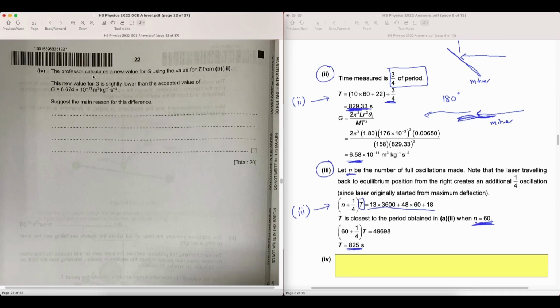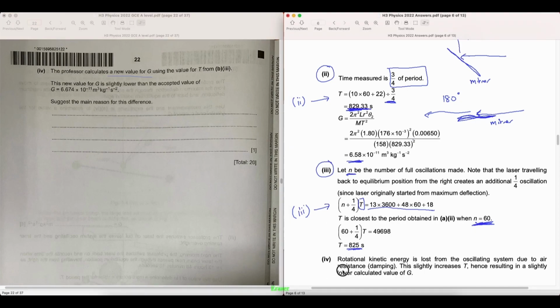Now the professor uses the new value of G calculated from part 3 and finds that it is slightly lower than the accepted value of the real G that we know of today. The reason for this is that because the experiment was conducted in air, air resistance will actually damp the oscillation, causing T to increase. And we know that when we look at the expression over here, when T increases, G would decrease. That's why he obtained a lower value of G.